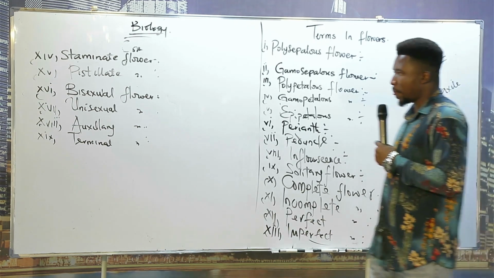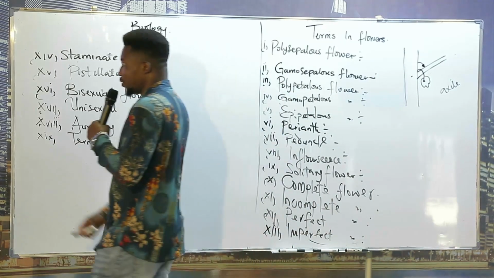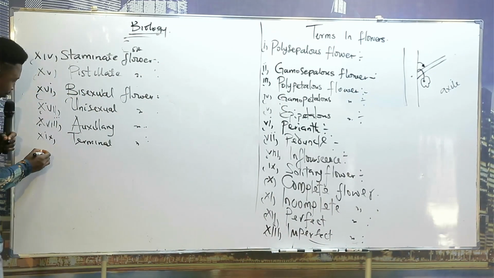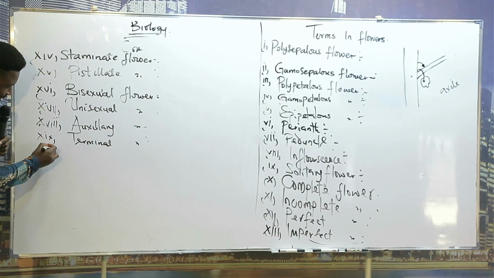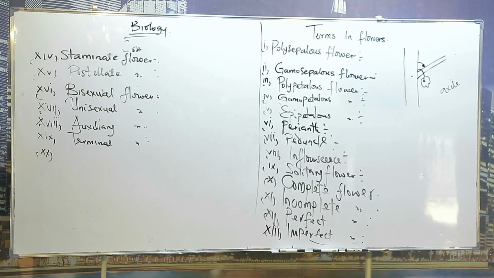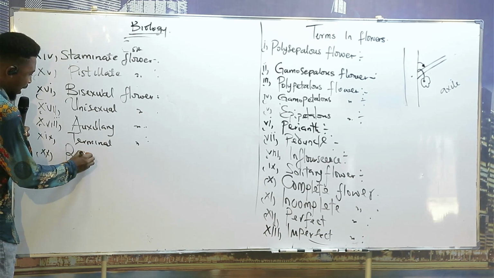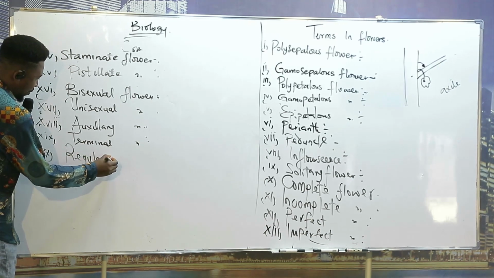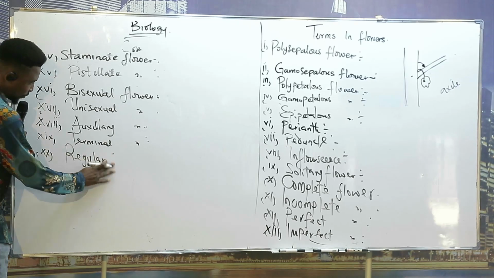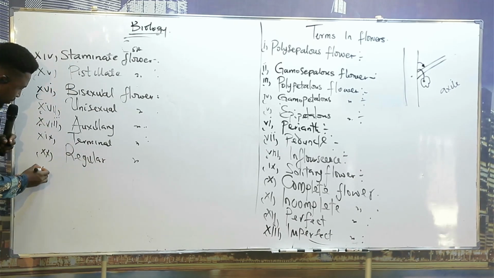Full stop. All right. Let's move to the next part, which is we are moving to 20. So the 20 part we have to talk about is regular and irregular flower.